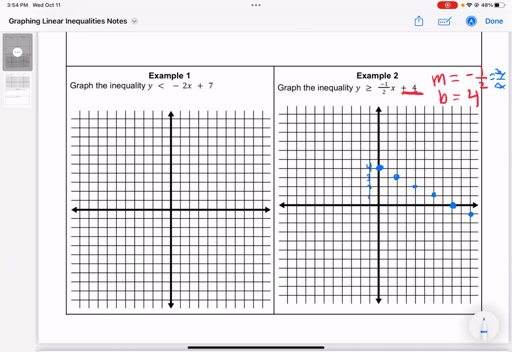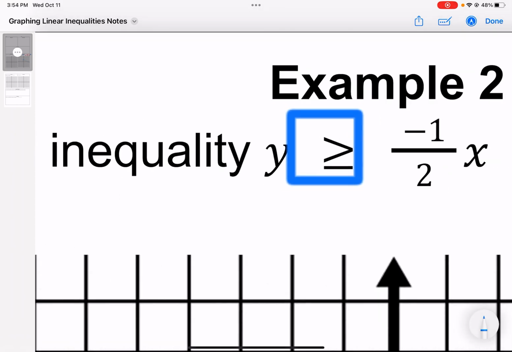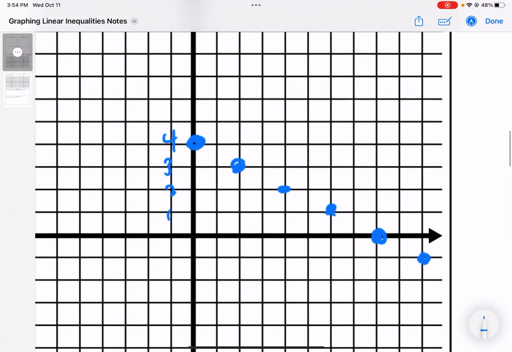And now I'm going to connect these points into a line. I'm going to use a solid line this time because right here, I have an equal sign. This line underneath is an equal sign. So that means the line is included. So now I can connect these points with a solid line.